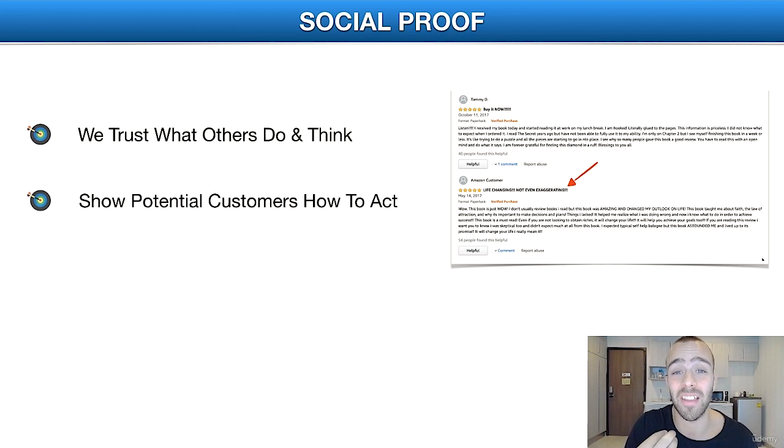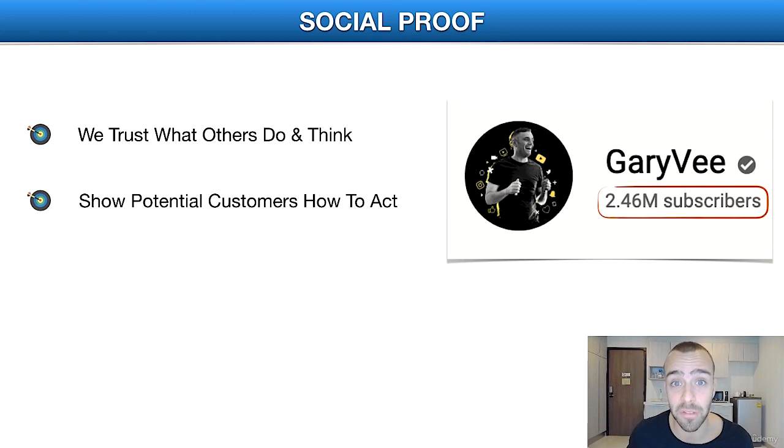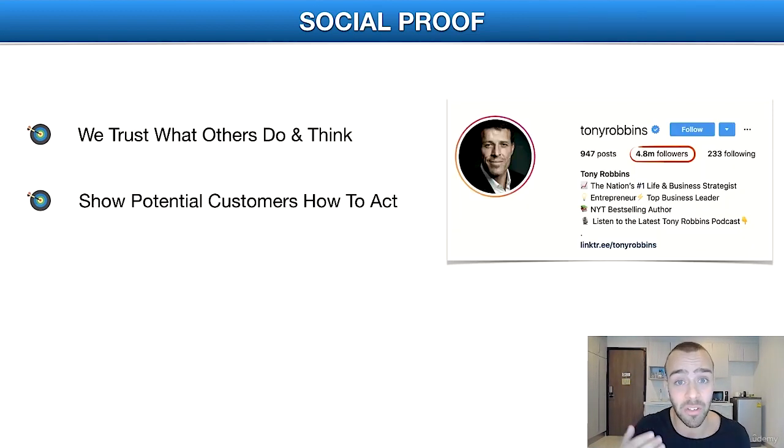So social proof is a way for us as sellers to show what other people think about our products and services. And the same goes for social media, for example. Gary Vee, for example, has 2.5 million subscribers on his YouTube channel. If this isn't social proof enough for me to trust him when it comes to business advice, I don't know what is. Same goes for Tony Robbins. As you can see on his Instagram account, he has almost 5 million followers. That is also social proof. That is social proof that's telling me that people like this man, so they are following him. And I should do that too, right?